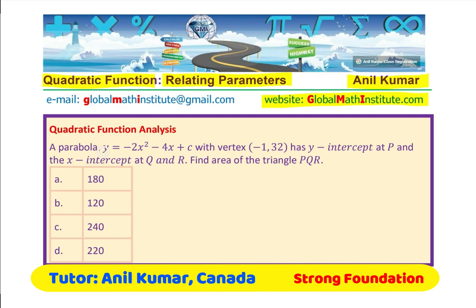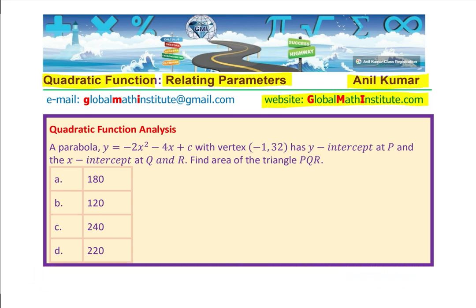A parabola y equals minus 2x squared minus 4x plus c, with vertex (-1, 32), has y-intercept at P and x-intercepts at Q and R. Find the area of the triangle PQR. Four choices are given to you. You can pause the video, answer the question, and then look into my suggestions.